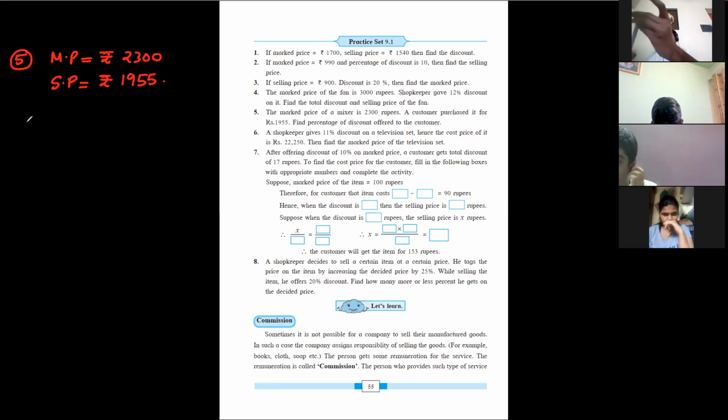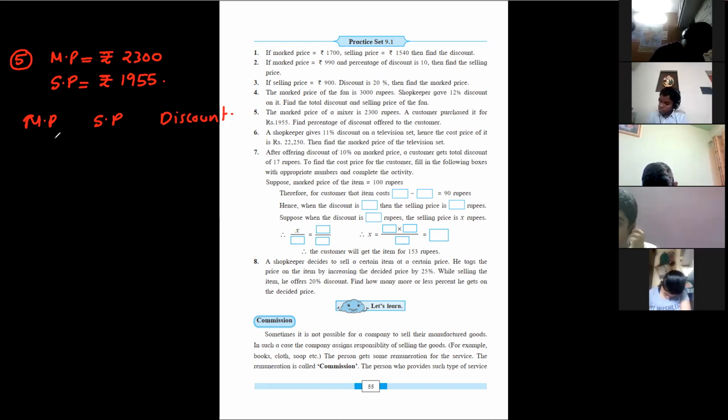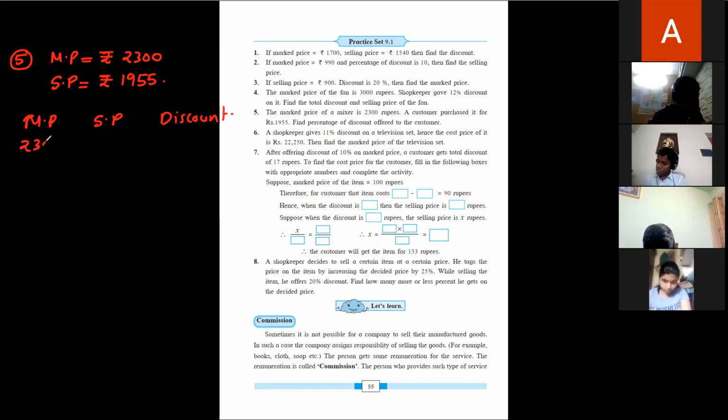So it's very simple. First thing that you will do is make the table mark price, selling price, and the discount. So over here, mark price is given as 2300. Selling price is given as 1955. So if we subtract these two, you will get what? Discount. So it will be what? 345. Okay. For 100 rupees mark price, I don't know what is the selling price. I don't know what is the discount. Okay, so I'll take it as Y. I'll take this as what? X.